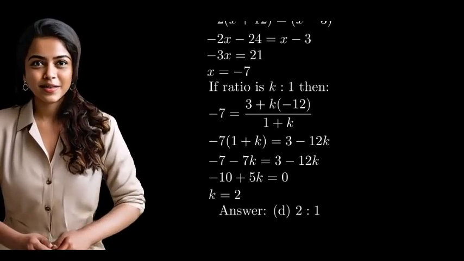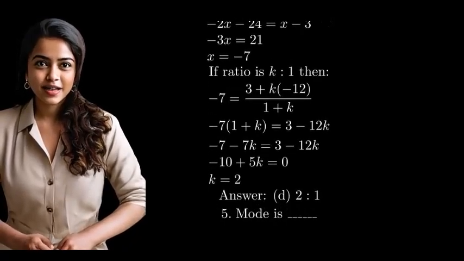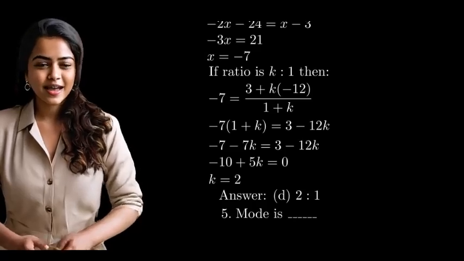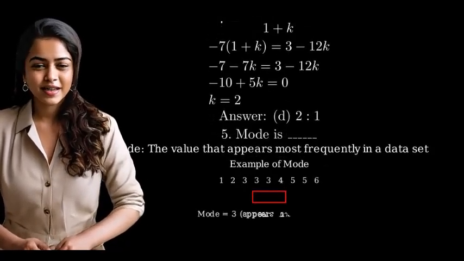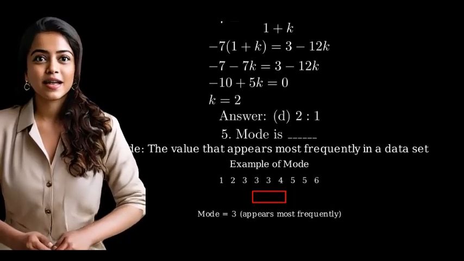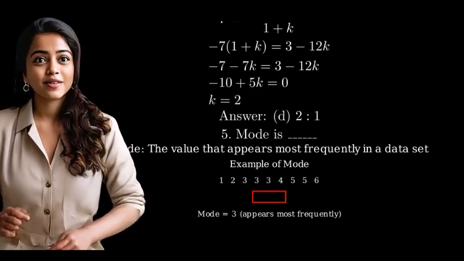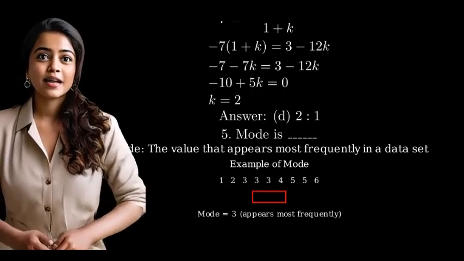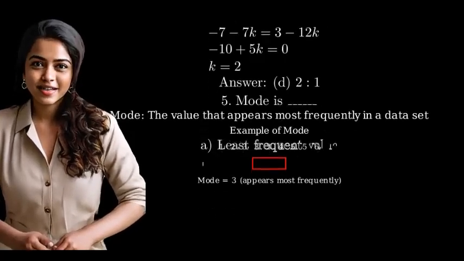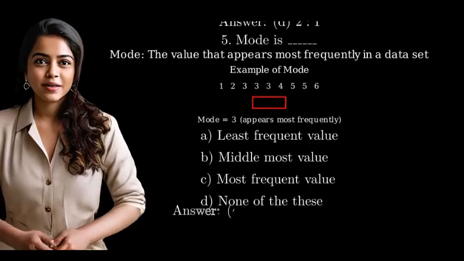Question 5 asks, mode is what? Let me explain what mode means in statistics. The mode is the value that appears most frequently in a data set. If no value repeats, there is no mode. If multiple values tie for the highest frequency, all of them are considered modes. Looking at our options, the answer is C, most frequent value.